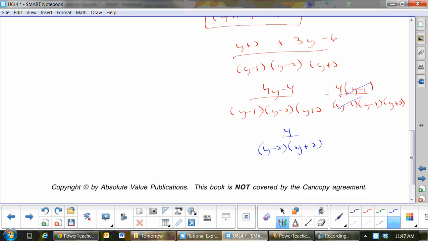Okay. What would be the non-permissibles? Y cannot equal positive and negative 2 and 1.